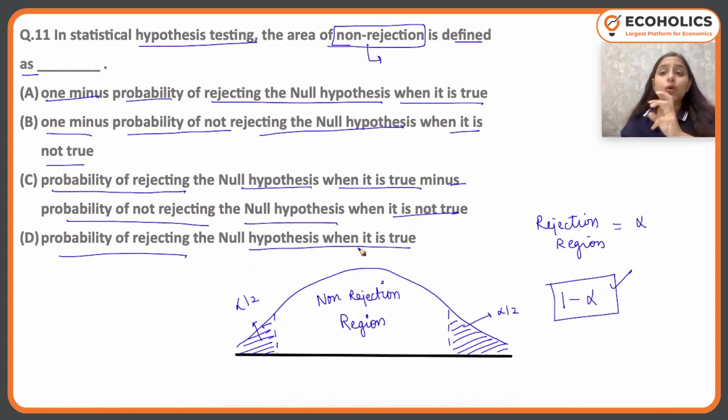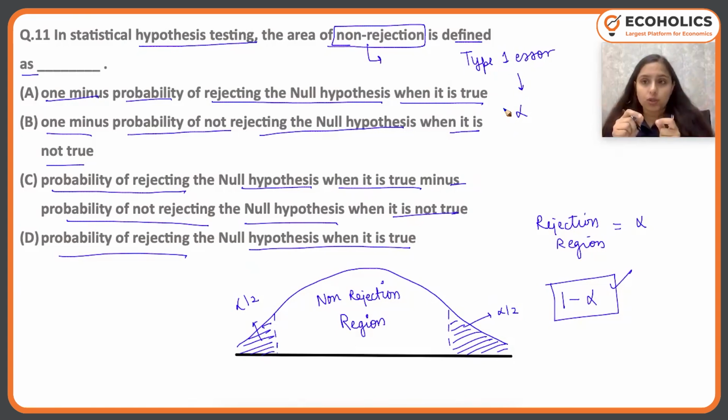It is very obvious that all the options consist of 2 things: you are rejecting the null when it is true and you are not rejecting the null when it is not true, which means these are errors. So we talk about type 1 error. What is my type 1 error? That is my alpha. Type 1 error says that you are rejecting the null hypothesis even when it is true, whereas type 2 error is the other one. So type 1 error is rejecting the null when it is true, which clearly means that my non-rejection region is 1 minus alpha.